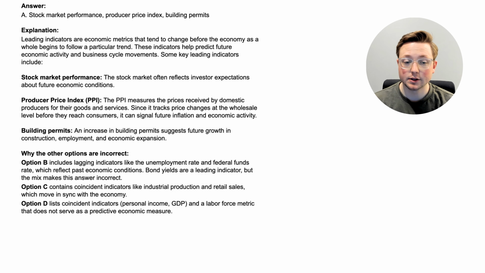Some key leading indicators include, and these are the ones listed in option A, stock market performance. The stock market often reflects investor expectations about future economic conditions. Producer Price Index, also called the PPI. The PPI measures the prices received by domestic producers for their goods and services. Since it tracks price changes at the wholesale level before they reach consumers, it can signal future inflation and economic activity. And then building permits. An increase in building permits suggests future growth in construction, employment, and economic expansion.